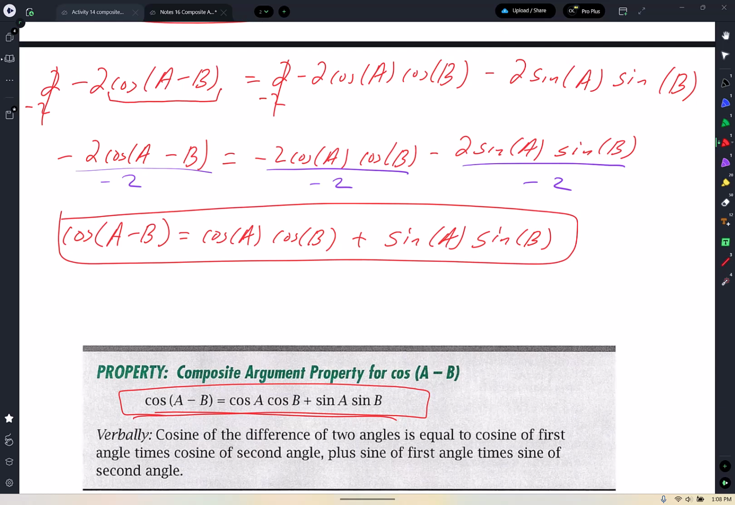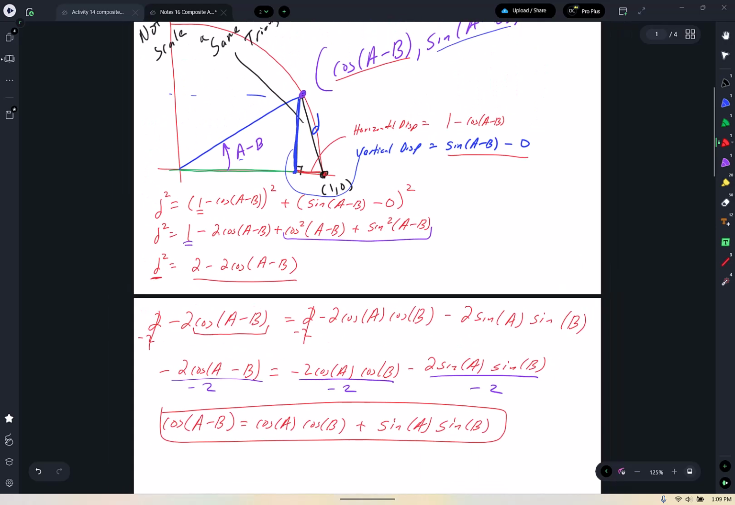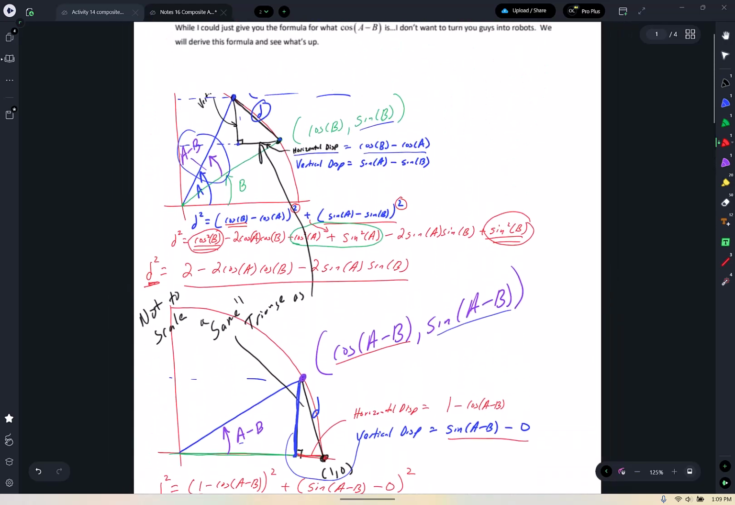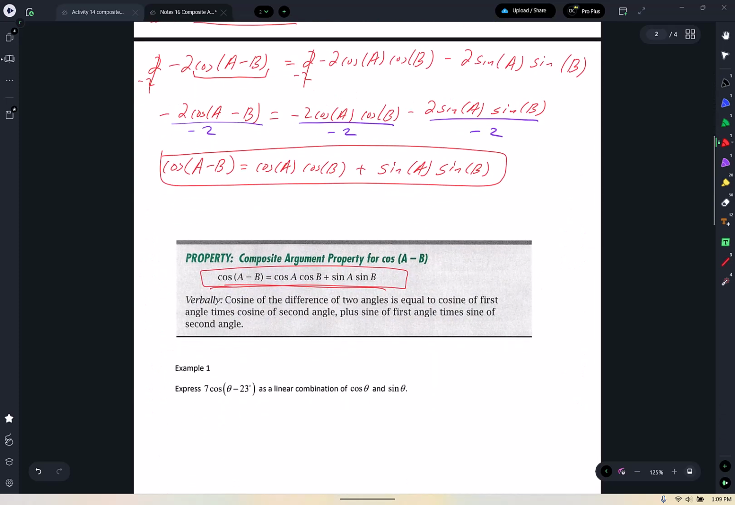Isn't that cool, guys, that we derived this from scratch using the unit circle? Or you don't think that's cool? Yeah, it's cool. Look at all this beautiful math. Take a picture and send it to your parents. And say, look what I'm learning. I think that's so cool.